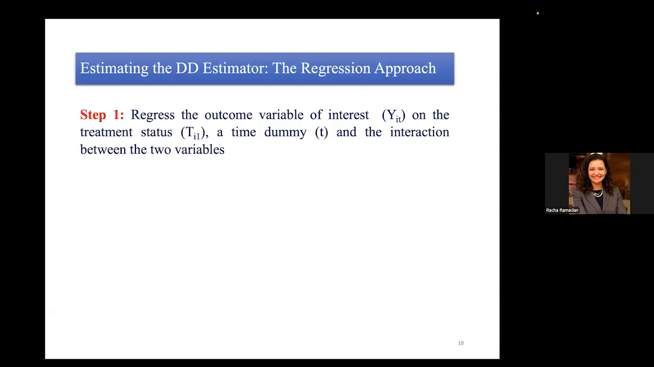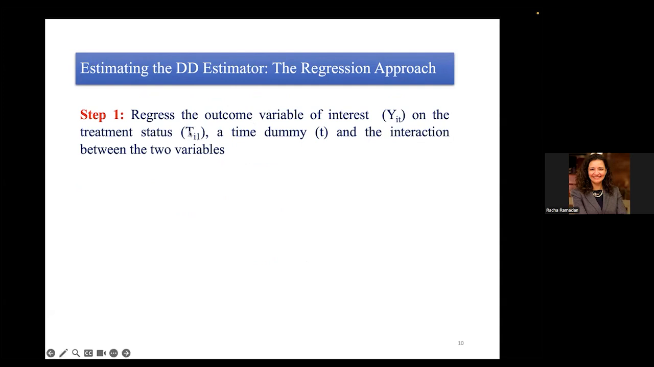So the first thing you have to do, you will simply regress the outcome variable of interest, which in our example here is income, which I will call Y for individual i at period t. Remember that we need to have 2 rounds at least, because we need to compare between 2 periods to control for the unobservable time invariant characteristics.